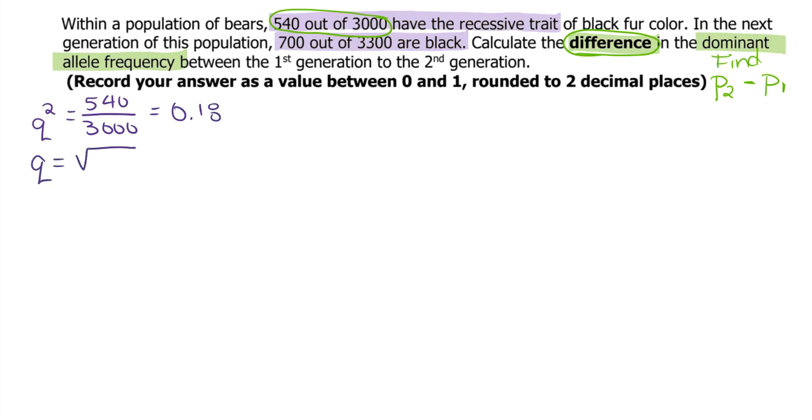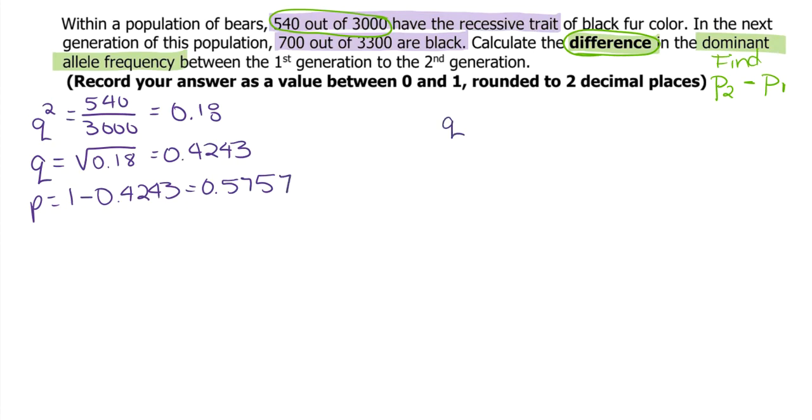Q is the square root of 0.18, which is 0.4243. P is 1 minus Q, so 1 minus 0.4243, which is 0.5757. Let's do the same steps for the second generation.